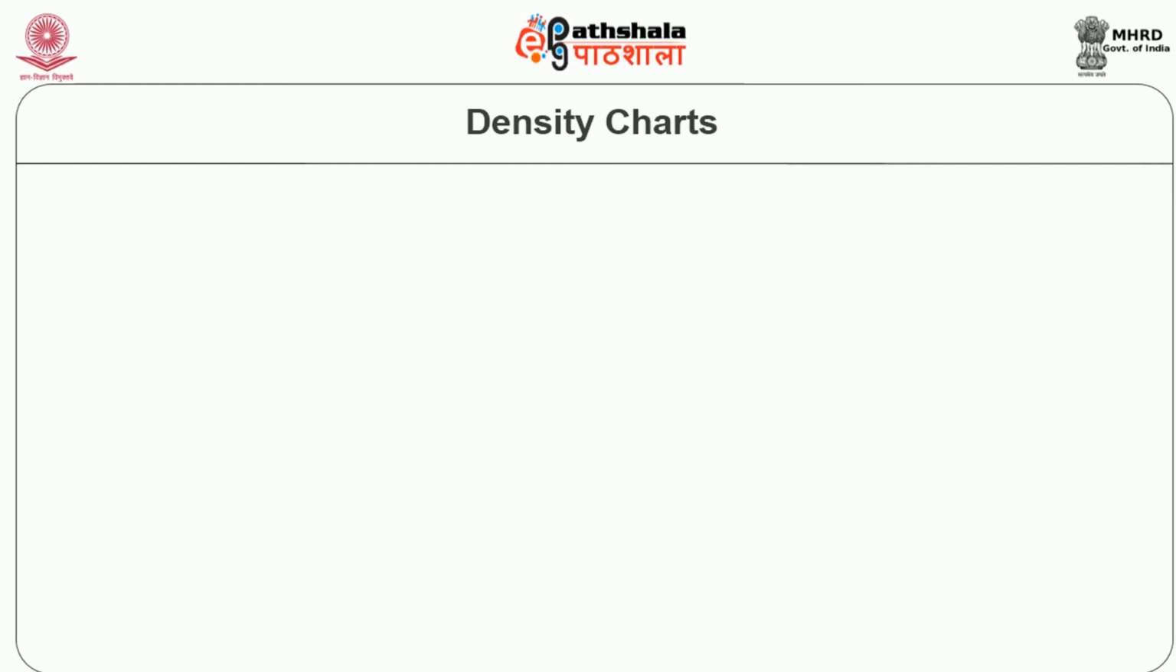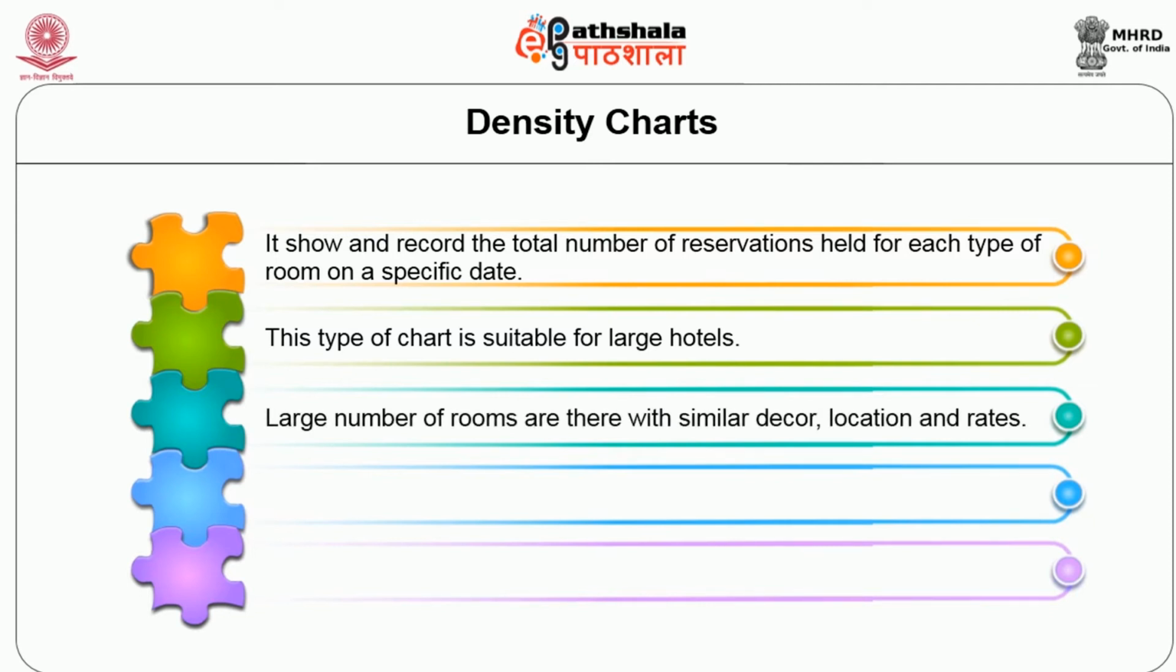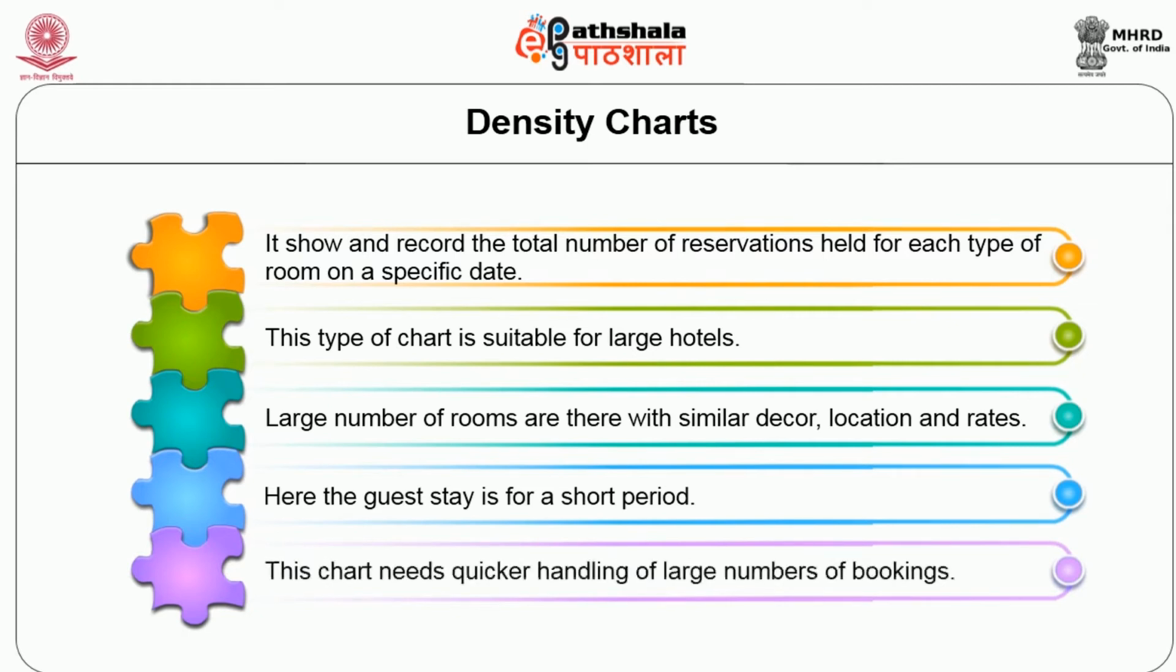The next type of chart is the density chart. This chart shows and records the total number of reservations held for each type of room on a specific date. This type of chart is suitable for larger hotels where a large number of rooms have similar decor, location, features and rates. Here the guest stay is for a shorter period. This chart needs quicker handling of a larger number of bookings, so it is best suited for larger hotels.